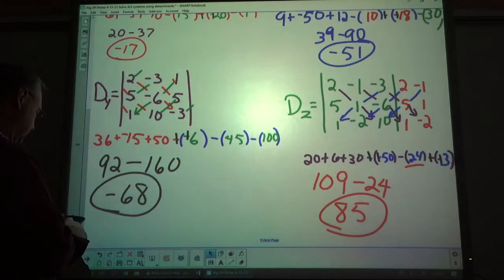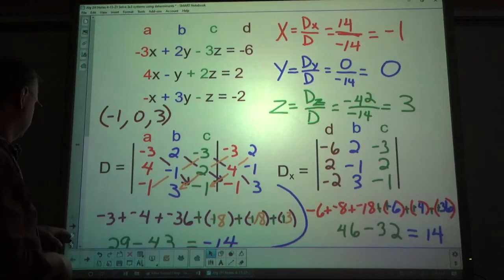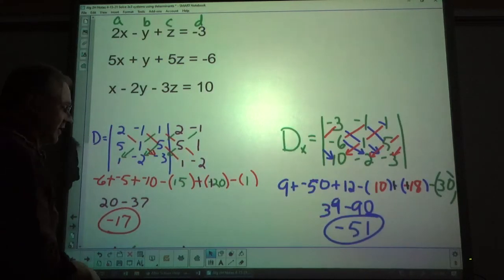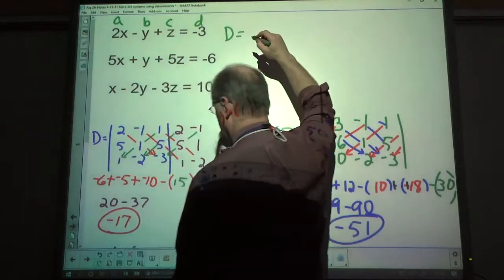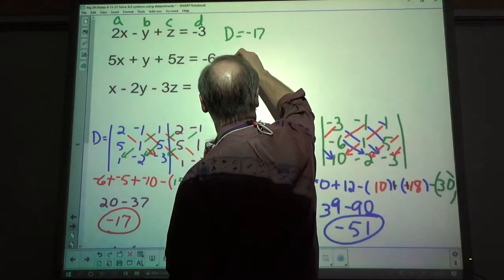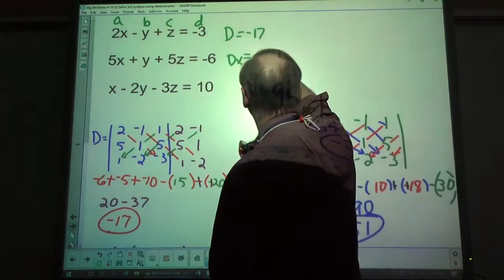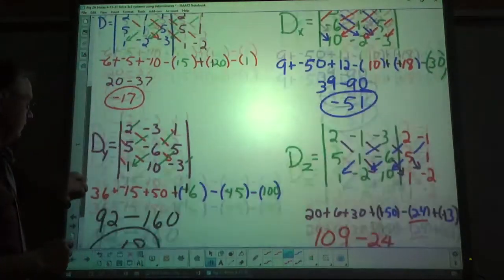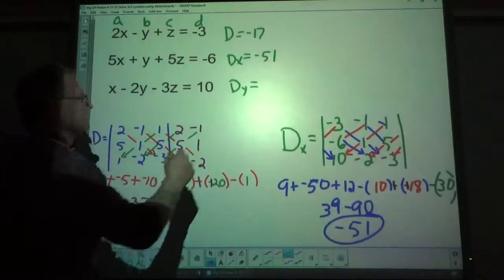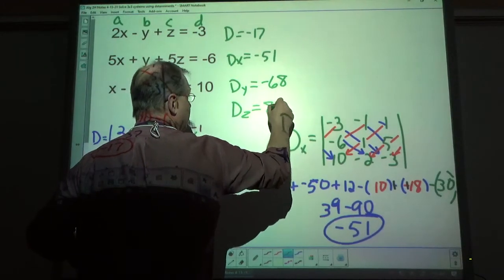All right. So here we go. Up to, oop, hit the wrong button. Up to the top. D was negative 17. D sub x was negative 51. D sub y, negative 68. And D sub z was 85.